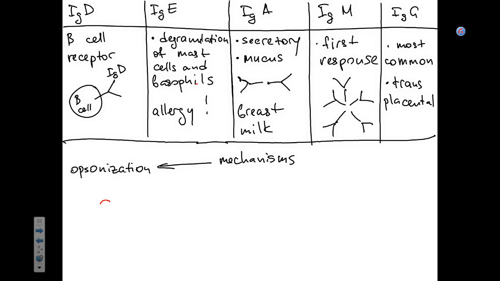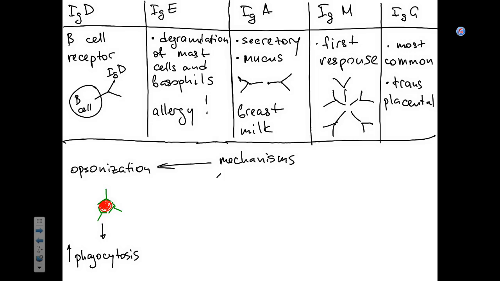Pretty much you have a pathogen, and antibodies are going to surround it and make it more attractive for phagocytes. Does that make sense? So opsonization will increase phagocytosis. It's like ketchup. You put ketchup on the burger and it tastes better. Right?